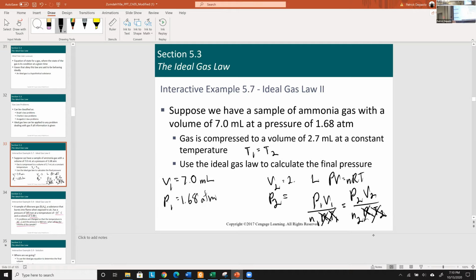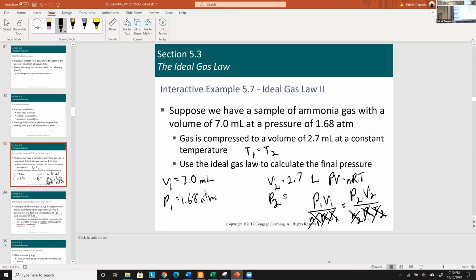Suppose we have a sample of ammonia gas. The gas is compressed. Nowhere does it say you're adding or removing gas, so the moles are constant. If you are good at critical thinking and you deduce this information, you end up with Boyle's law. And then you can solve it like normal.